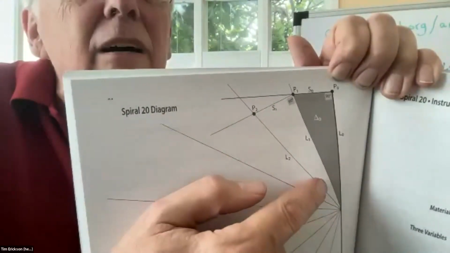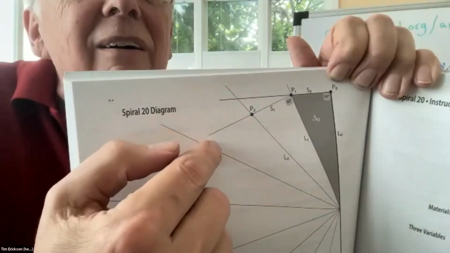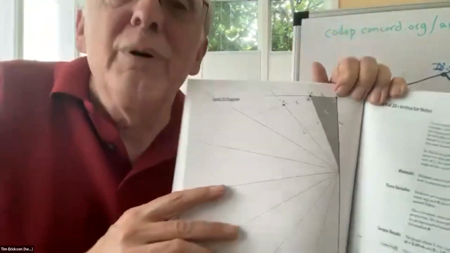And then I start here and I turn left, I go out, except it's not drawn this time. You have to draw it.